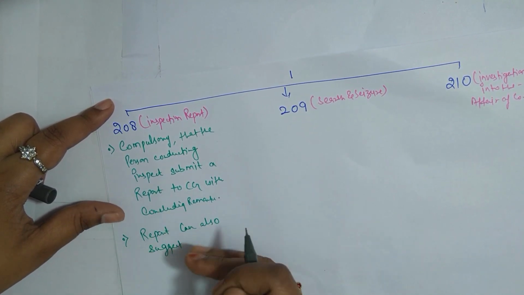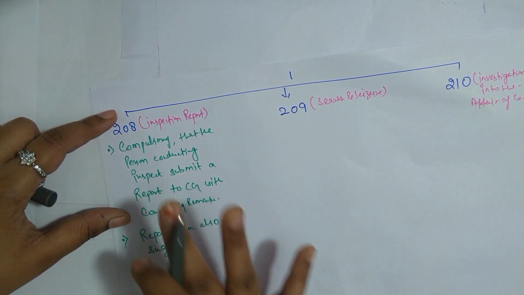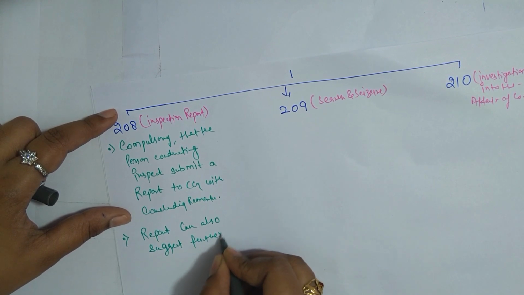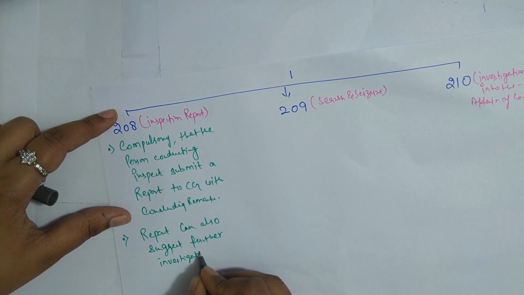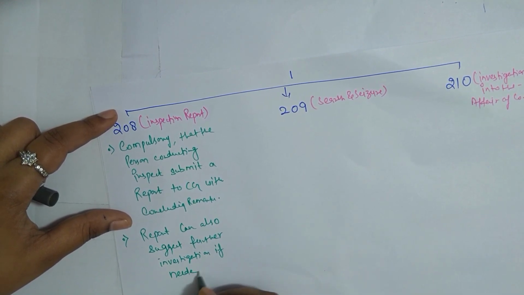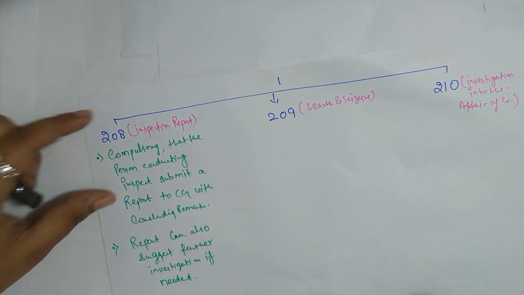Report means who is prepared that report? Report is prepared by the inspector. Means the inspector can also suggest further investigation if needed. If he thinks it is important to do further investigation, he also refers or suggests the company's further investigation.